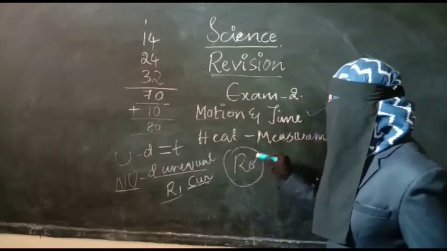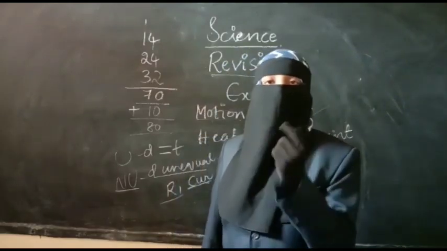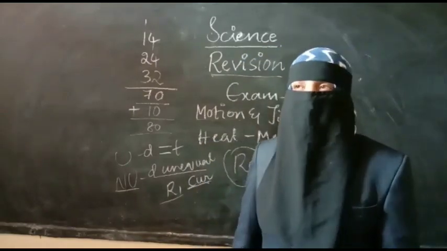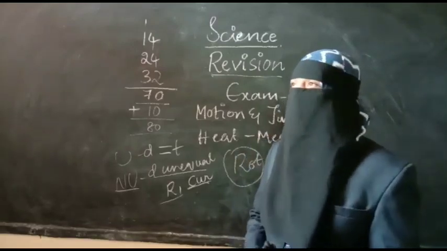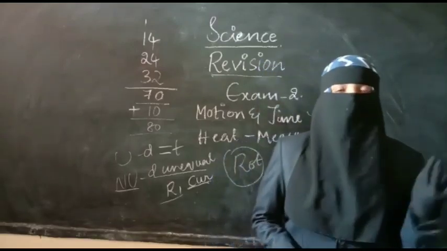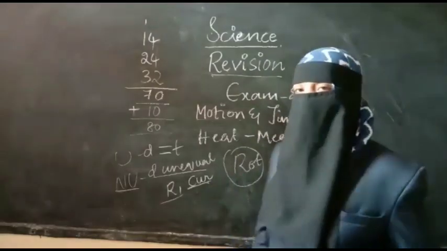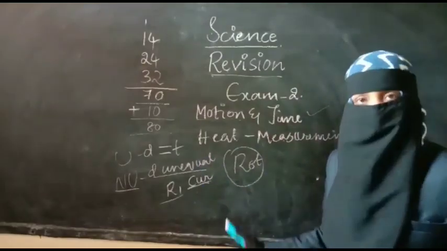So what is rotatory motion here? If an object follows a circular path from a fixed point, it is said to be in rotatory motion. Examples: ceiling fan, top, potter's wheel, and blades of the grinder. All these are examples of rotatory motion. Again, it can be uniform rotatory or non-uniform rotatory.